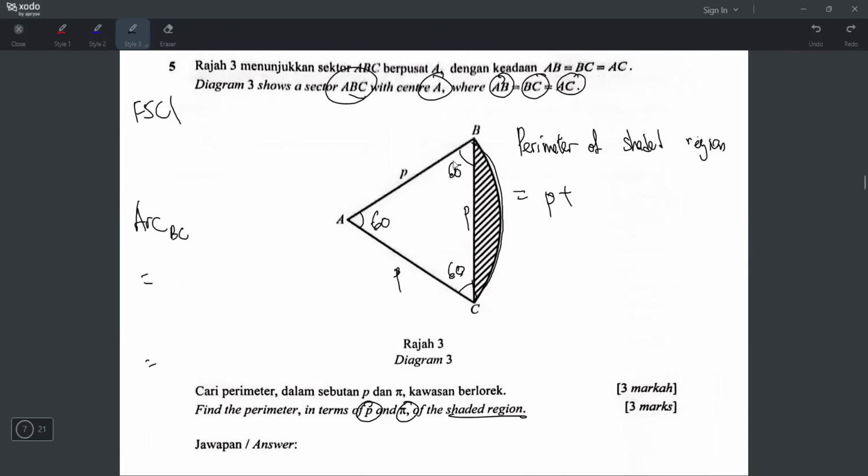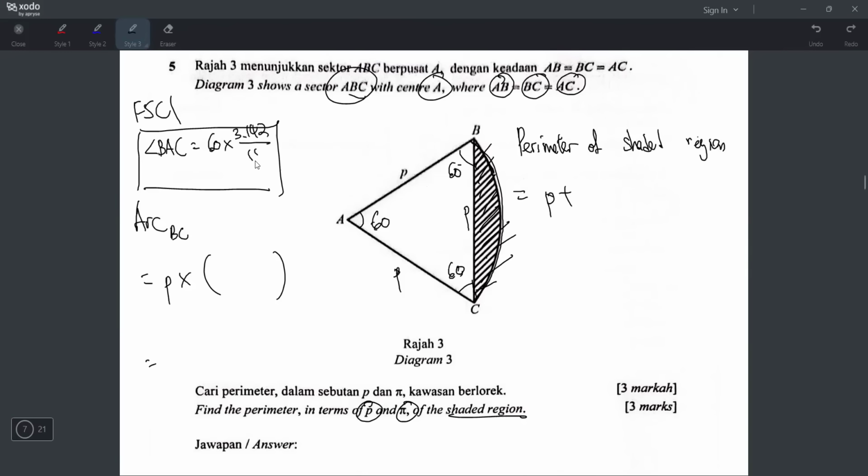Okay, the formula for arc is r theta. So r is the radius, and obviously if I'm trying to find this arc, the radius will be the length here, P, times the angle, but theta has to be in radian. That is why I leave a space here, because I know I need to convert the angle. So I will write here angle BAC, which is 60 degrees, times pi over 180, because that's how you convert to radian. So converting this, you will get how much? 60 times 3.142 divided by 180. Okay, I got 1.047 radian, but wait.